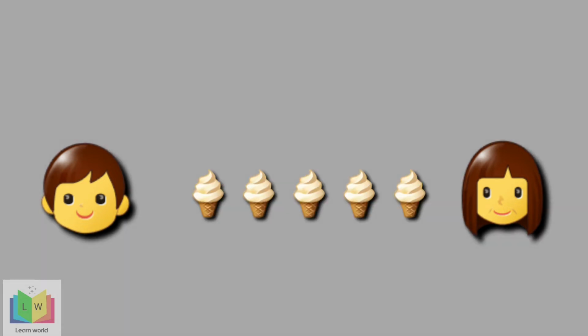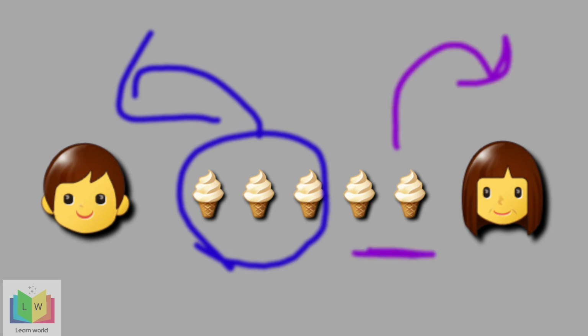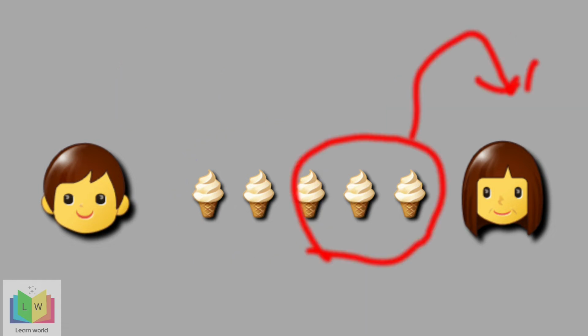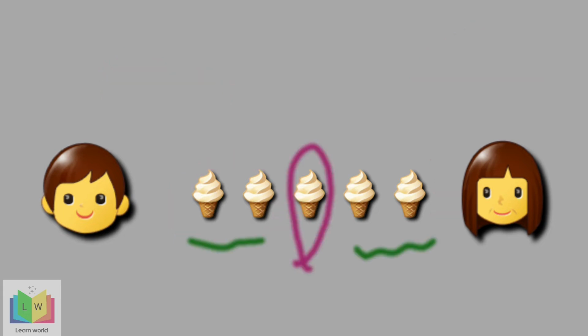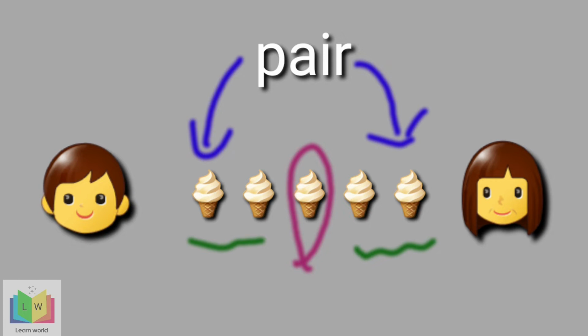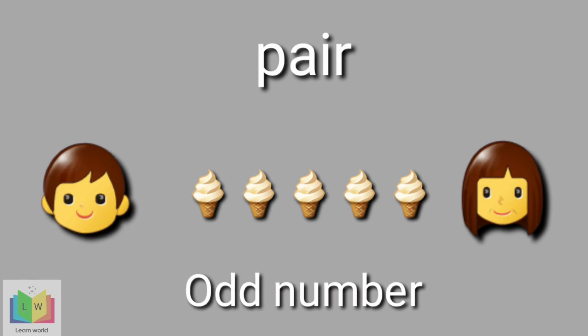Let's take one more example. Here there are 5 ice creams. How will you divide these ice creams for a boy and a girl? If you give 3 ice creams to a boy, there are 2 left over. Only 2 will be there for a girl. Suppose you give 3 ice creams to a girl, only 2 can be given to a boy. We are not shared equally. So there is always a leftover object or a leftover thing. So it is an odd number.